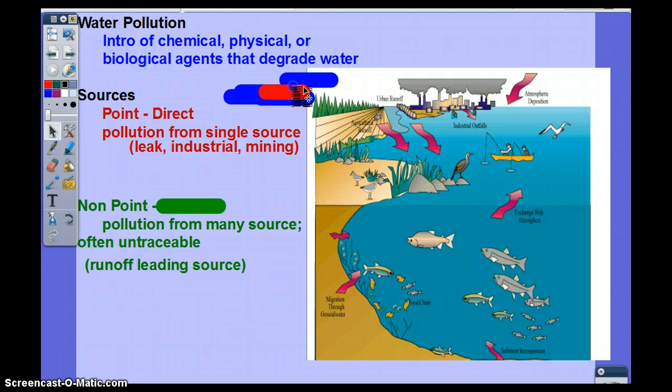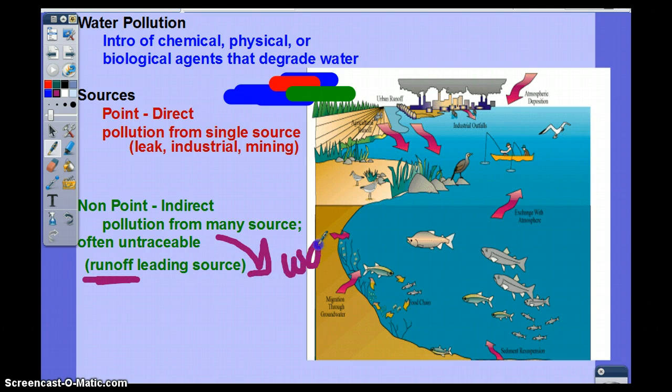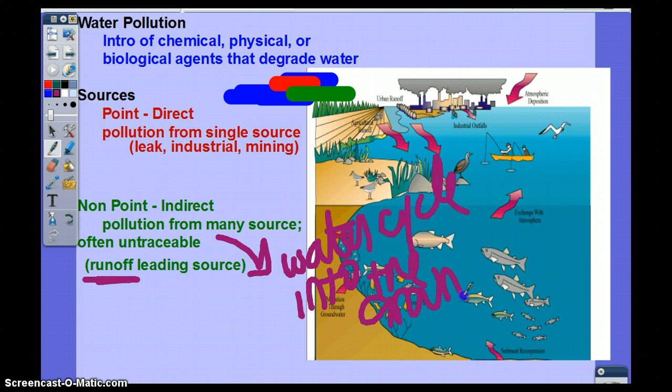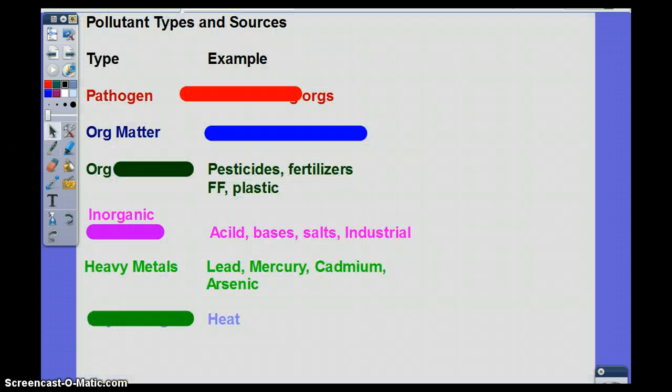Now, you could directly pollute a body of water. We talked about this before. Or indirect pollution, which basically has to have the word runoff. If something went through the water cycle into the ground, it is non-point. Yes? You said chemicals, and heat, and physical is heat. Great. I'm going to elaborate on those: chemical, physical, and biological.